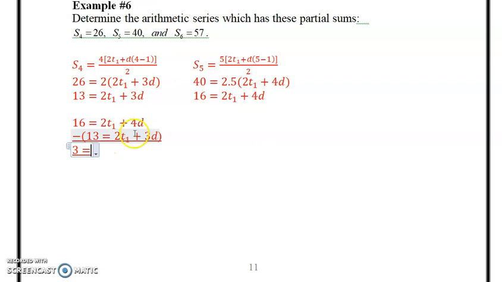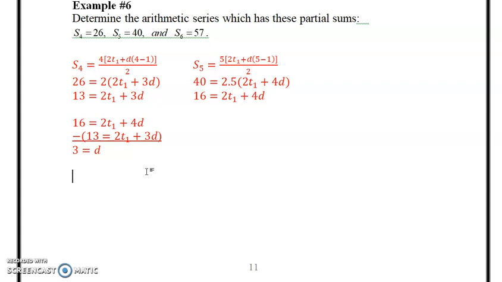So 16 subtract 13 would be 3. 2t subtract 2t would be 0t, which is gone, that's why we did it. And 4d subtract 3d would be d. So that tells you that the common difference for this is going to be 3 using elimination.